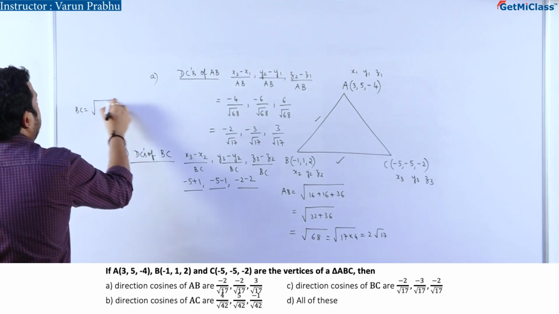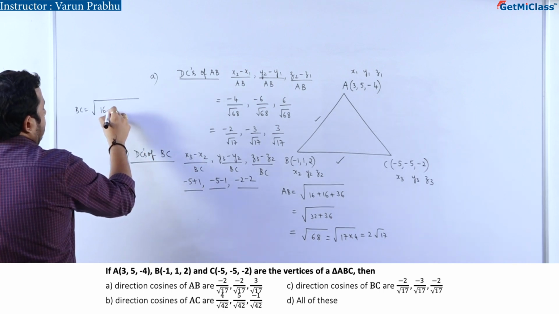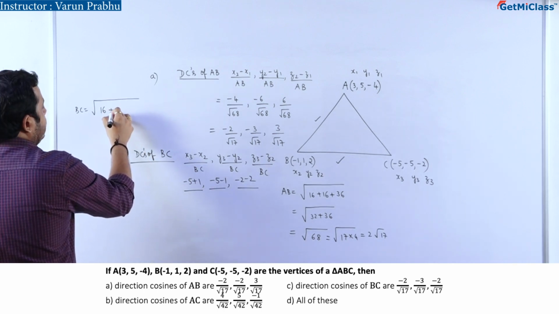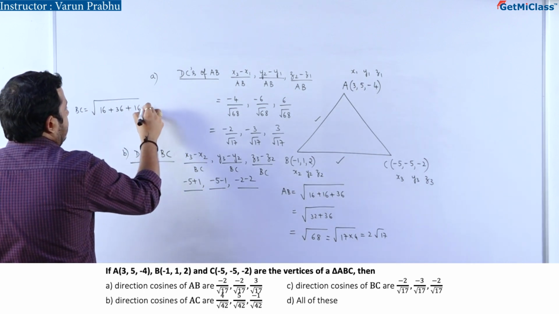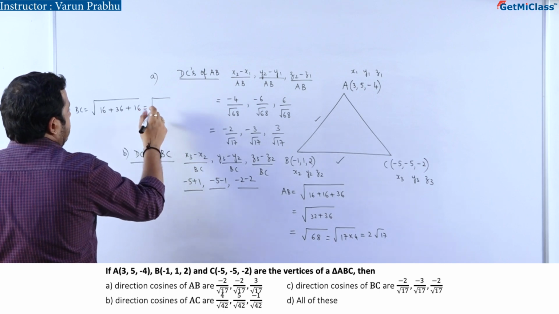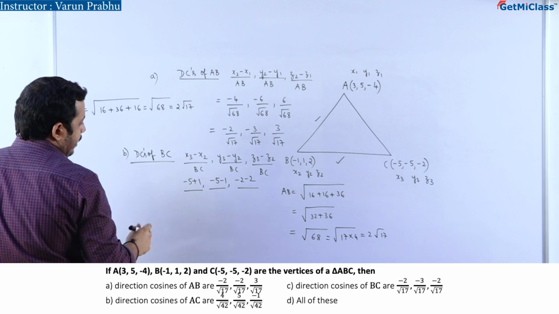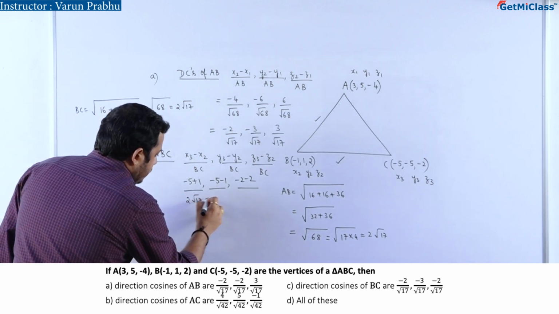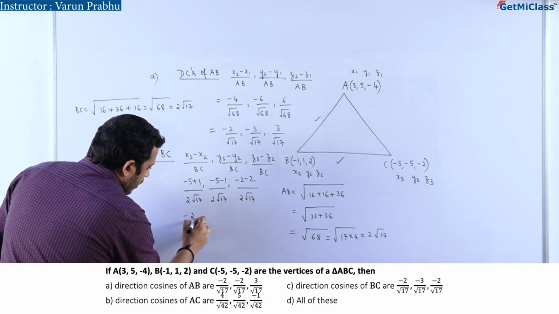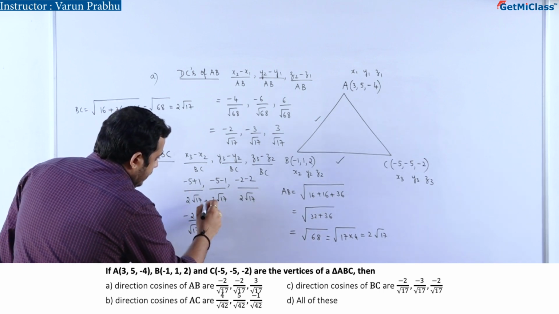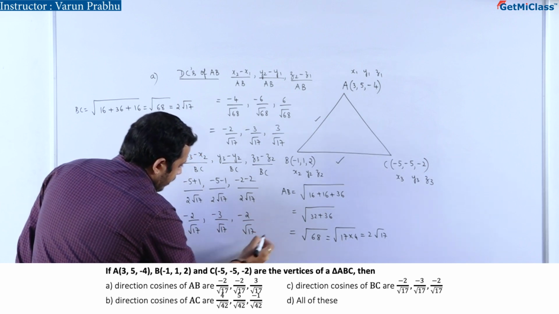What is the value of BC? BC is equal to the square root of minus 5 plus 1, minus 4, the whole square is 16, minus 5, 36, and then minus 2, minus 4, this is nothing but 16. So, again root of 16, 32, root of 68, which is nothing but 2 root 17. So, your answer will be minus 2 divided by root 17, and then minus 3 divided by root 17, and minus 2 divided by root 17.